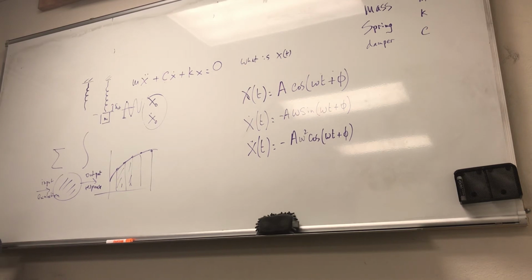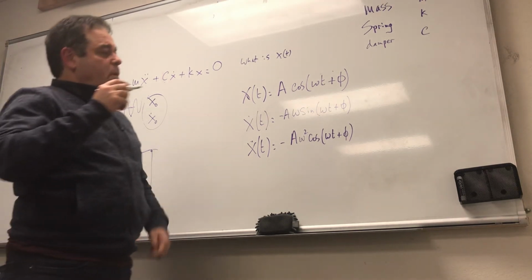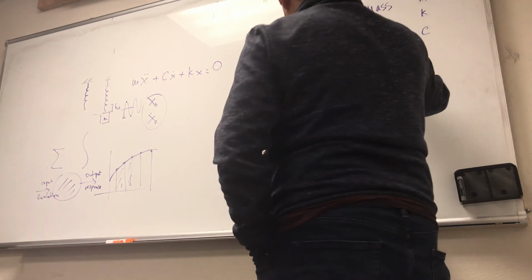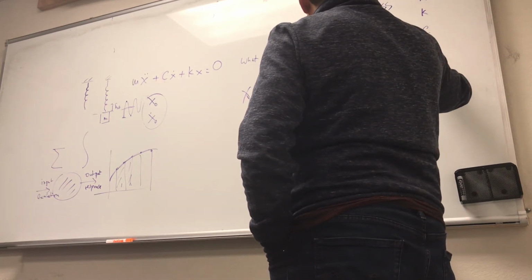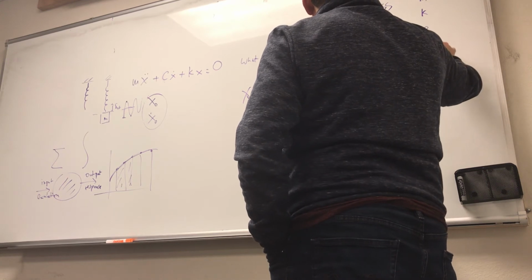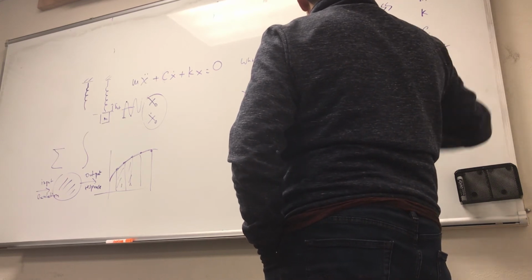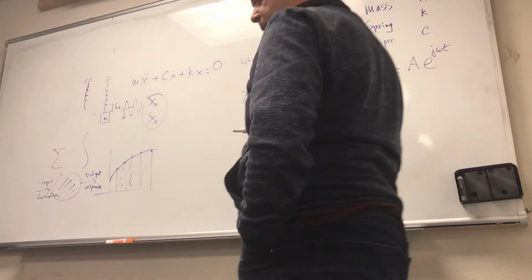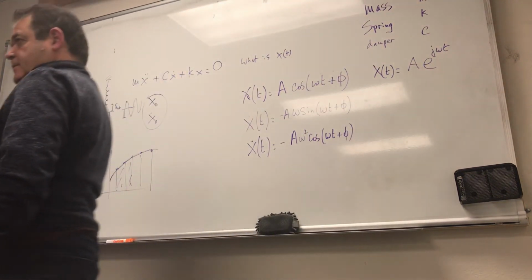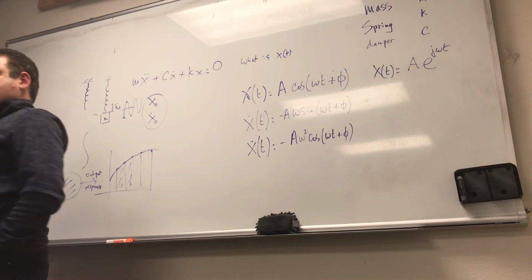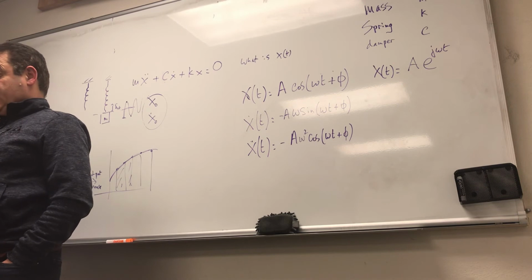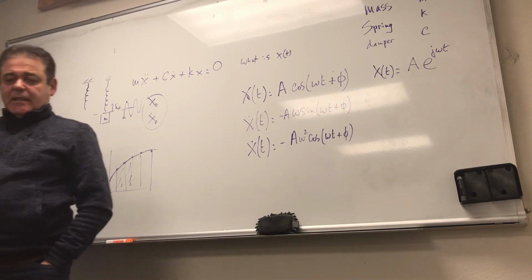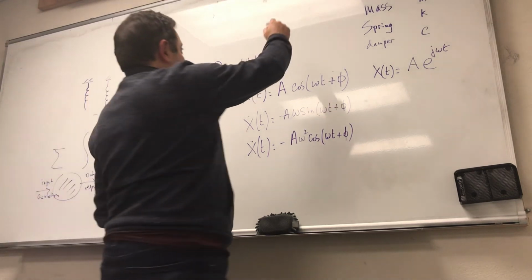And other things that you may be dealing with is if you have, for example, x of t equal to, let's say, A e to the j omega t. You know what j is, by the way? Is that the unit vector? No. Imaginary then? That's right, complex numbers. You guys remember complex numbers?